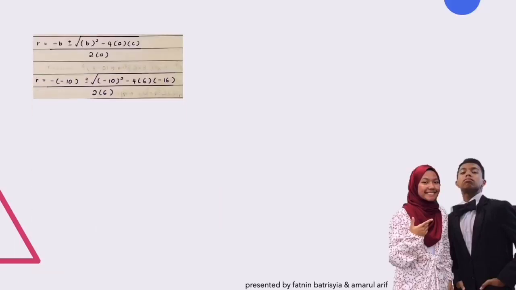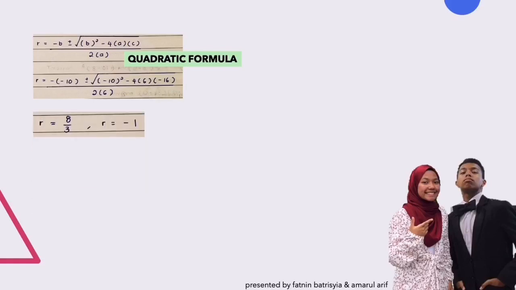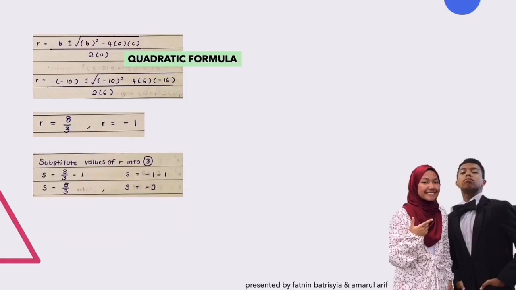Now, we can use the quadratic formula. Substitute the values of a, b and c. We will get r is equal to 8 over 3 and r is equal to negative 1. Substitute the values of r into 3. We will get s is equal to 5 over 3 and s is equal to negative 2.